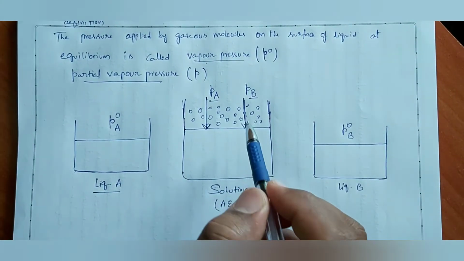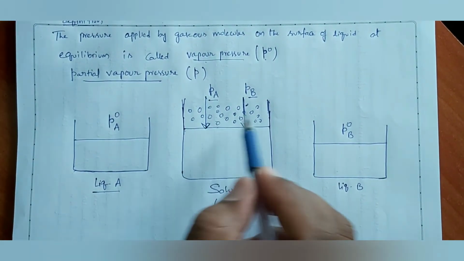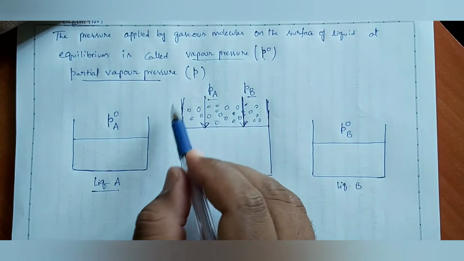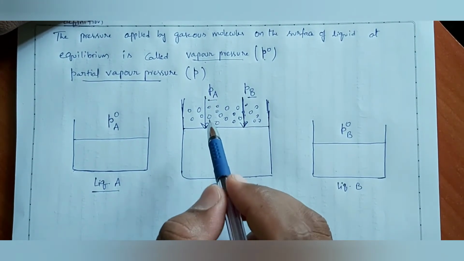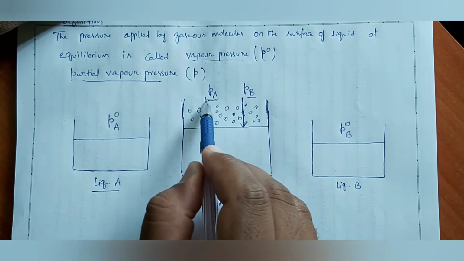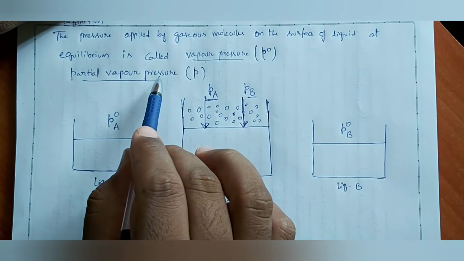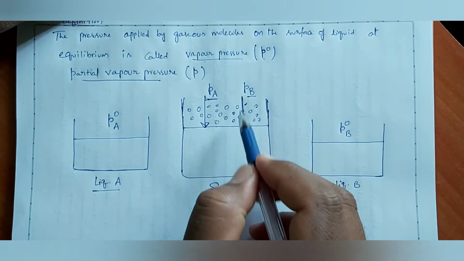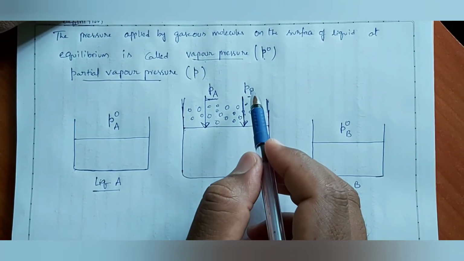Here also equilibrium will exist. After some time the total pressure is not going to change. At that equilibrium condition, what is the pressure applied by A? That is called the partial vapor pressure of A. And what is the pressure applied by B? That is called the partial vapor pressure of B.